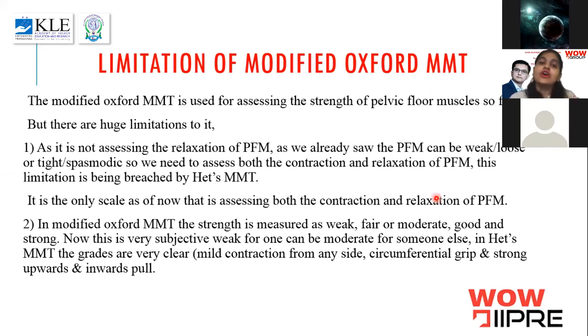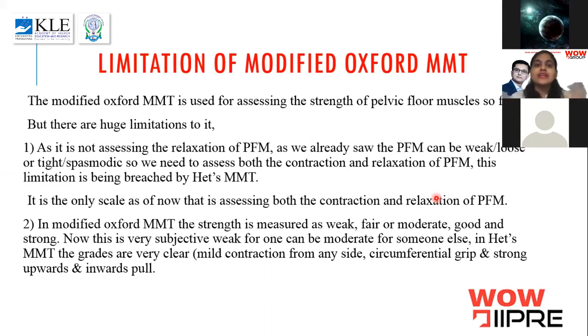So Sir found out that modified Oxford MMT is a wonderful scale, but it has two limitations. First, it does not give you an idea of how tight the pelvic floor muscles are. So it can be used to assess the weakness of the pelvic floor, but it cannot be used to assess the tightness of the pelvic floor. And the other limitation is that in modified Oxford MMT we have grades like weak, moderate, fair, or poor.